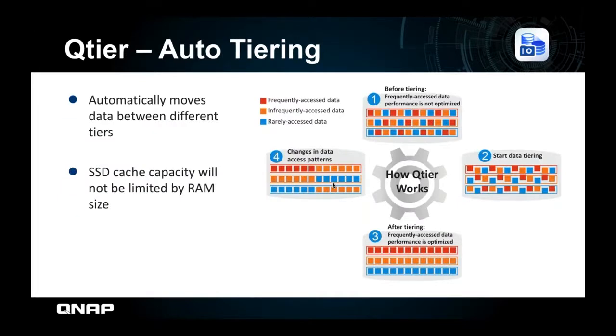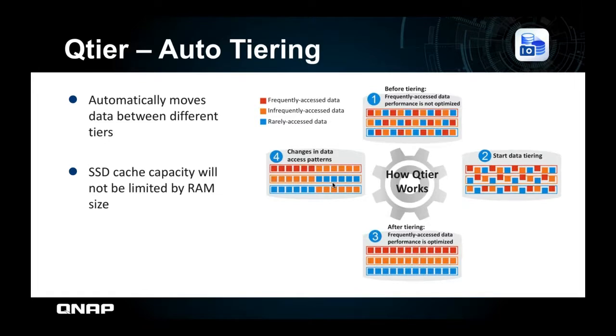We also offer Qtier, automatic tiering. This can automatically move the data that is used most frequently, relocating it to your higher speed storage, such as SSDs.